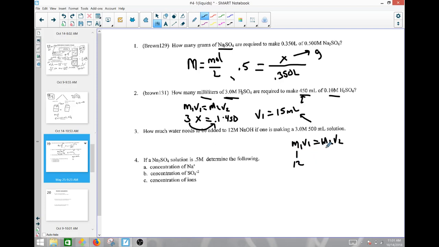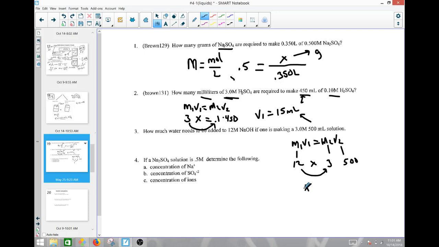Okay, keep going. M2 is 3. And the ending volume, it's indicating here, is 500 milliliters. 500. Okay, so we'll solve for this guy. Notice my concentration is getting 4 times less concentrated. That means my volume must increase 4 times. So let's see if that makes sense when you solve for x.